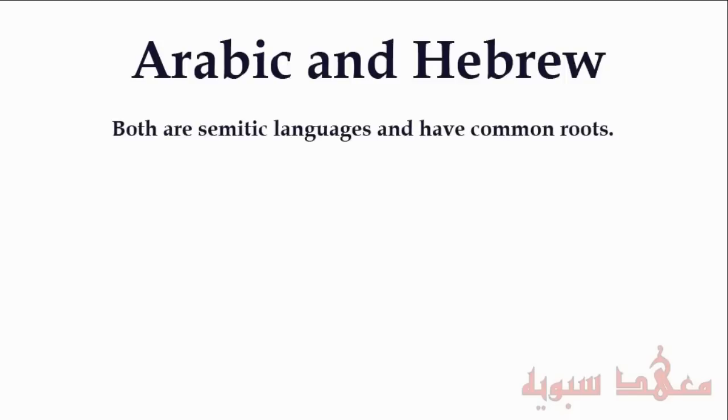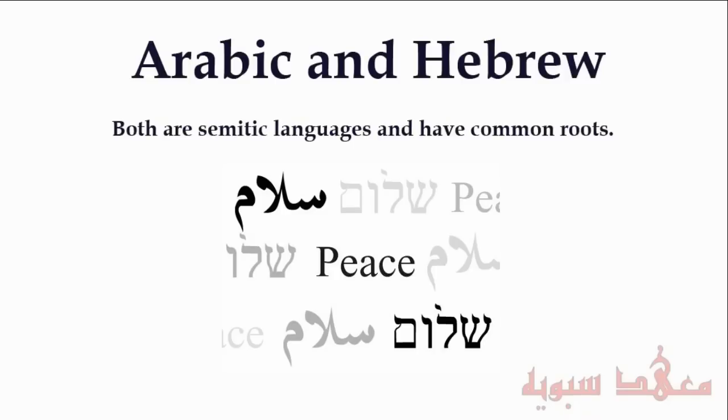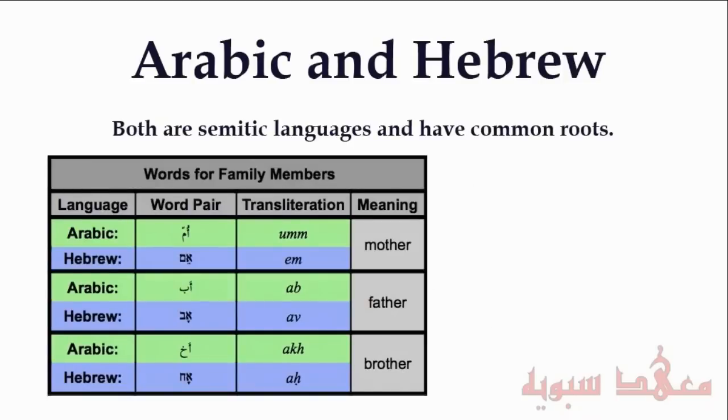Now both languages are Semitic languages and languages of revelation, and they also have a common root, meaning you'll find words that sound very similar and have the same meaning because of a three-letter stem or a three-layer root that exists in these languages. A classical example of this is the word salam and shalom, which both mean peace. Now let's look at this table to demonstrate this further.